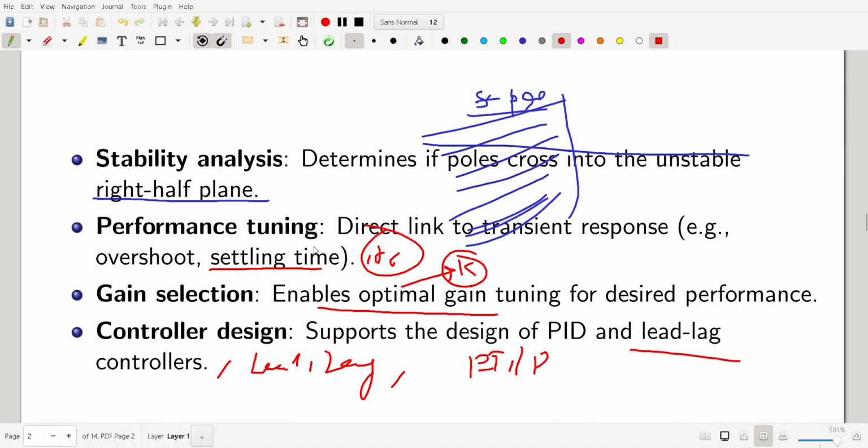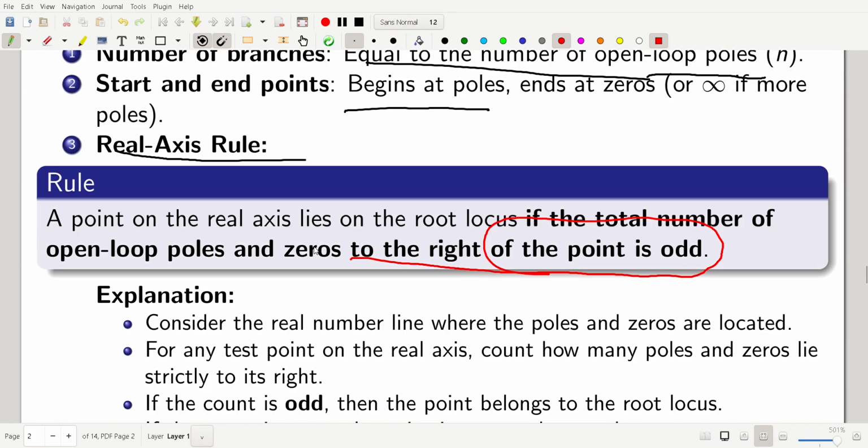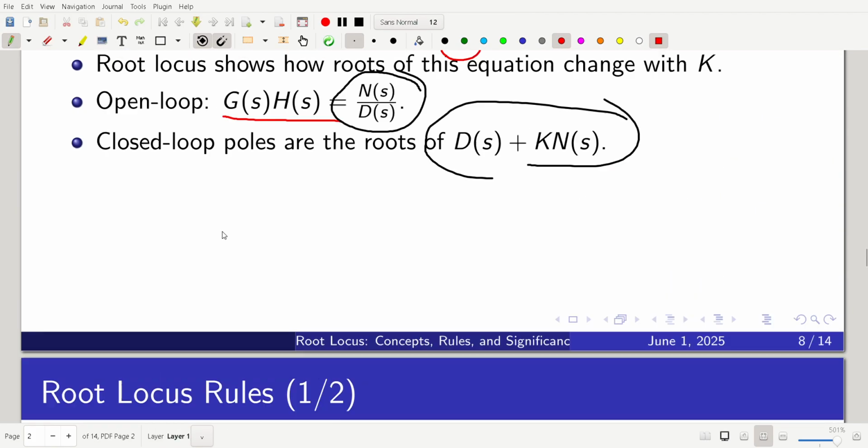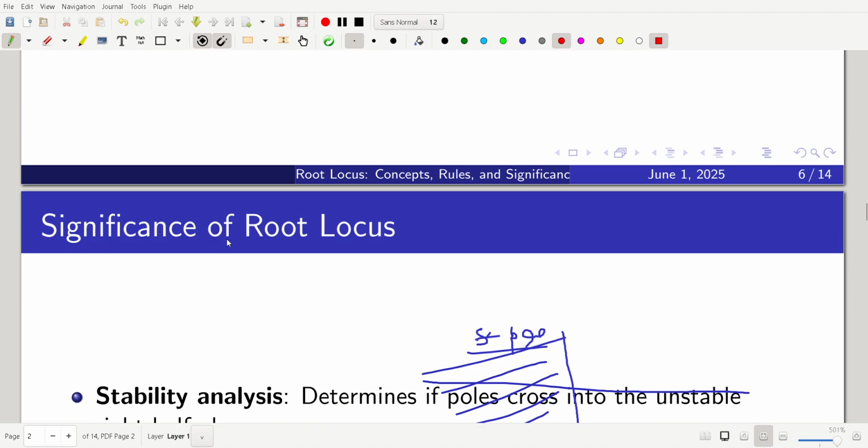Rule number 3, the real axis rule: a point on the real axis lies on the root locus if the total number of open loop poles and zeros to the right of the point is odd. This is a very simple rule. If you remember it, we can apply it and get the solution.